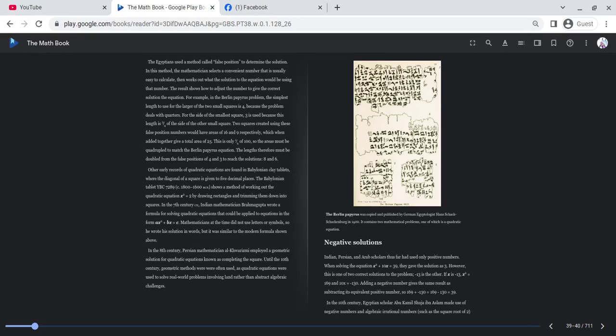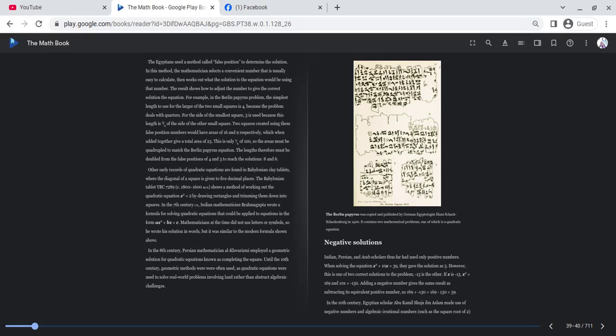The Egyptians used a method called false position to determine the solution. In this method, the mathematician selects a convenient number that is usually easy to calculate, then works out what the solution to the equation would be using that number. The result shows how to adjust the number to get the correct solution to the equation.